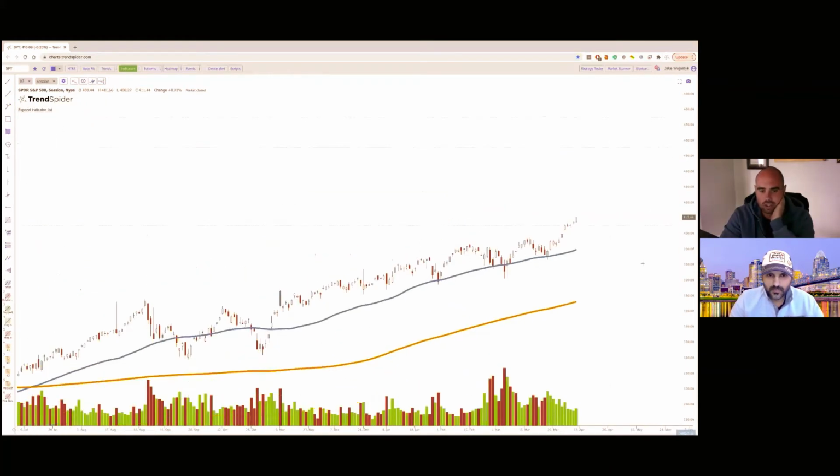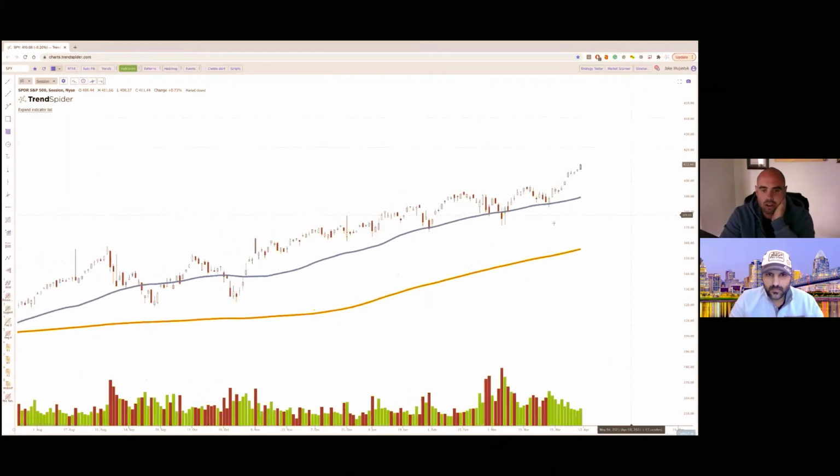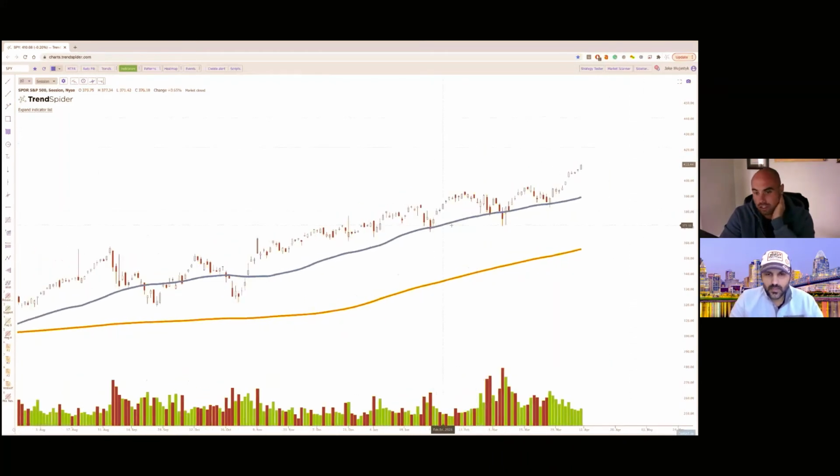There's nothing really supply and demand oriented about a 50-day moving average. The reason why there's demand at the 50-day moving average, or price action that respects it, is because a lot of people are watching the 50-day moving average.